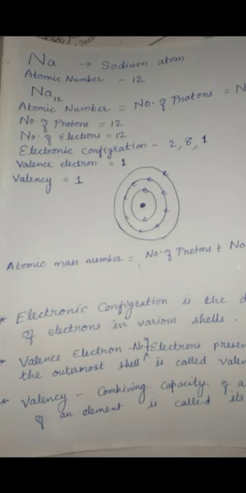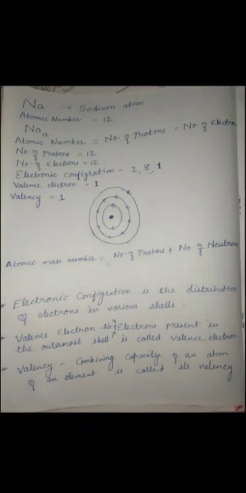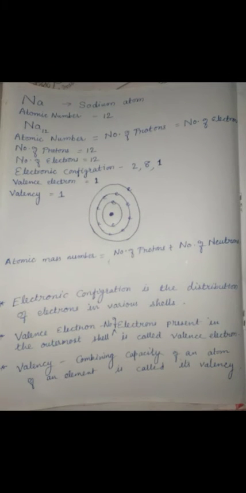Now there is another term which is called electronic configuration. What is electronic configuration? I have written the definition on this page, you can note it down, it is even in the textbook. Electronic configuration is the distribution of electrons. 12 electrons are present, so how these electrons are distributed in the shells of the sodium atom is the electronic configuration of sodium. Electronic configuration is the distribution of electrons in the various shells of the atom.